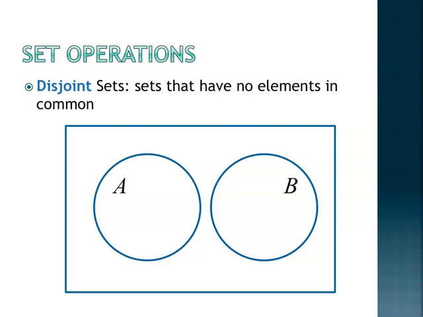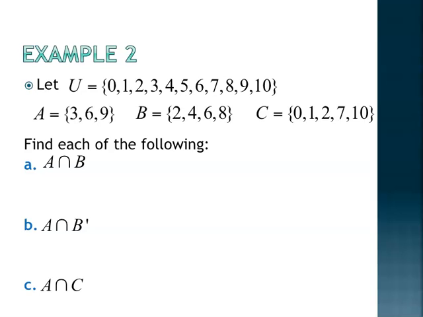Take a look at example 2. We have the universal set U going from 0 all the way up through 10, and then we're given sets A, B, and C. Find each of the following.